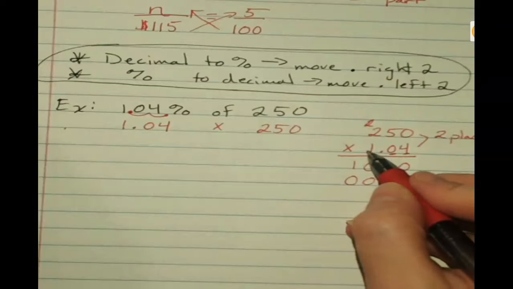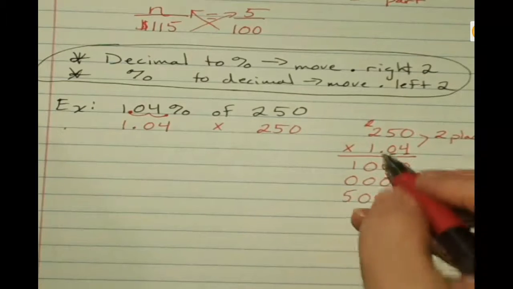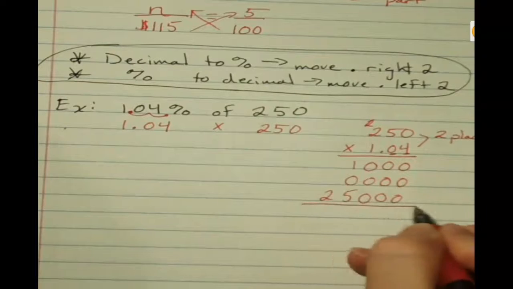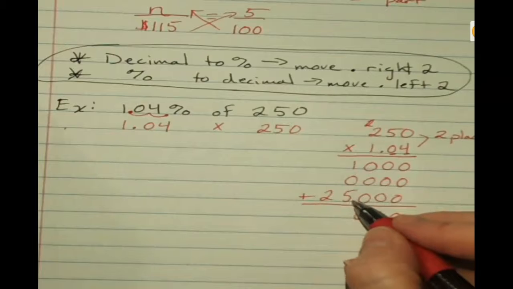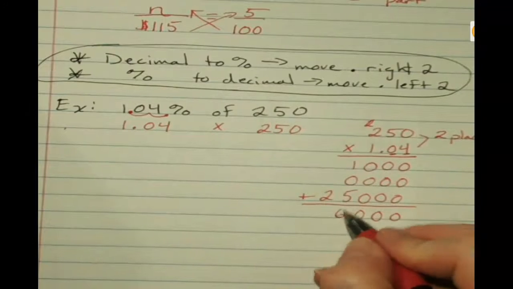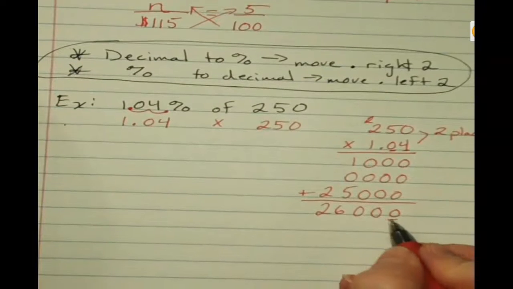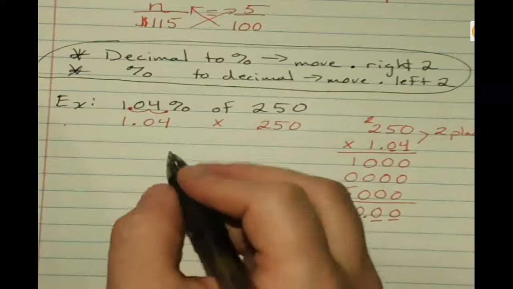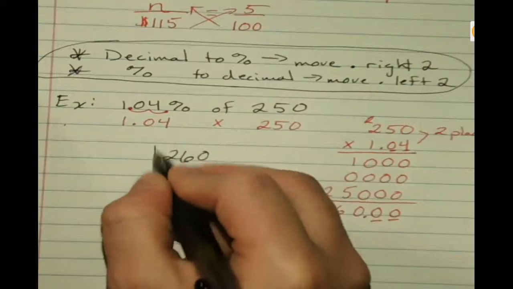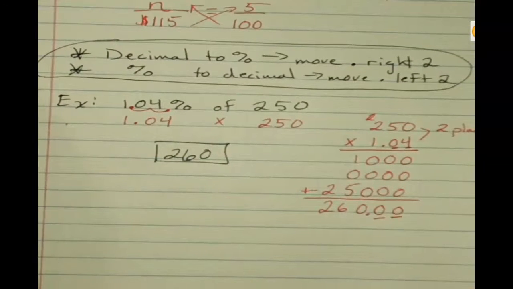You're close. So we have 1 times 0 is 0, 1 times 5 is 5, and 1 times 2 is 2. We have 0, 0, 0, 1, and 5. 26. Now, how many total places? 2. So we put a decimal right there, 260.00, or just 260. Unless you're doing money, you can just drop that.